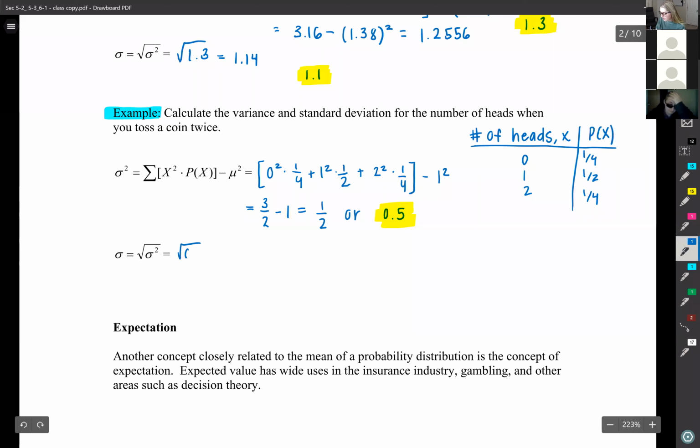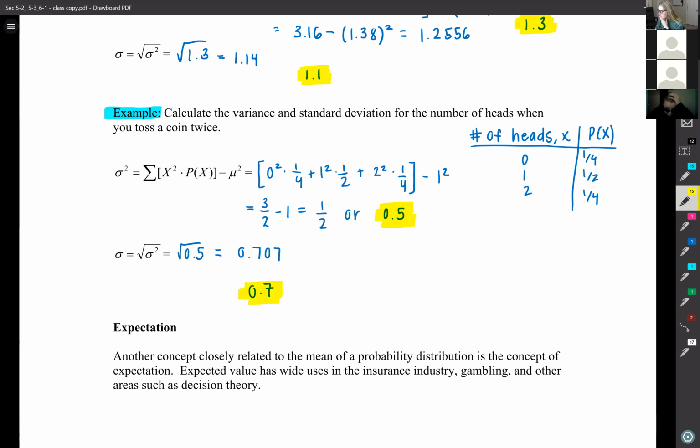So this is the square root of 0.5, which gives you 0.707. But we just want one decimal place. So our answer is 0.7. Oh, actually, hold on. Is our probability, no, we're just talking about x. Never mind. Sorry, got tripped up for a second. One decimal place, so 0.7. All right. Everyone that sent those in said those answers. So are there any questions before I continue?